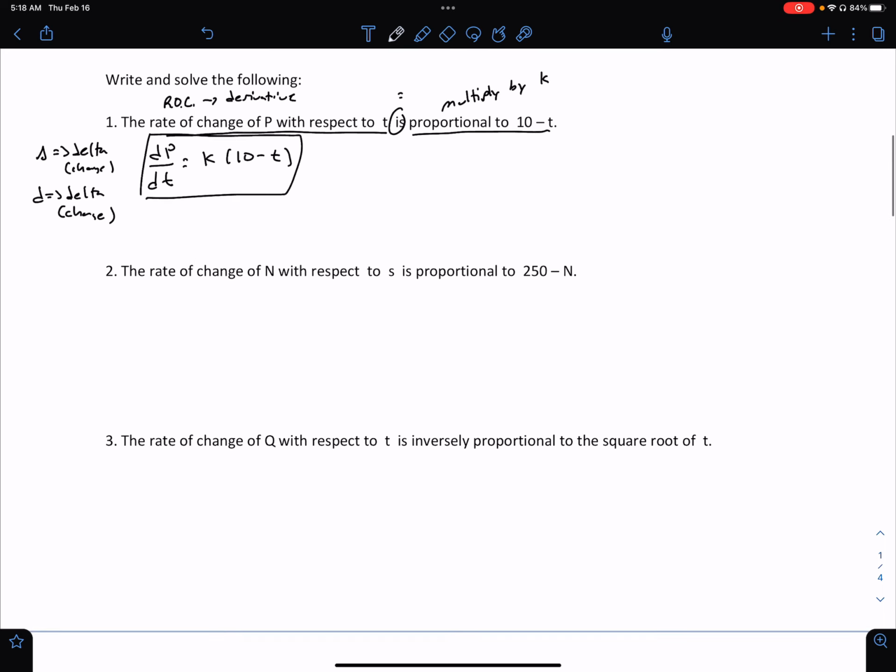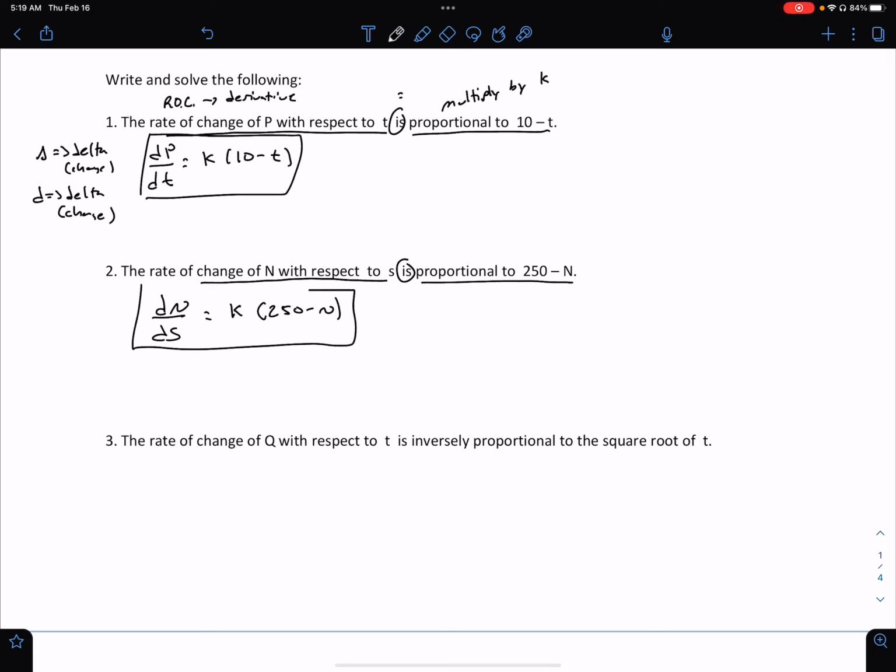Let's try number 2 real quick. This says the rate of change of n with respect to s, not t, is proportional. Again, this is going to be multiplied by k. So we're going to take that 250 minus n and multiply by k. Now, if we were to separate the variables here, we're only going to bring over the 250 minus n. So this would be something like 1 over 250 minus n dn equals, leave the k ds. And we would solve that by integrating.